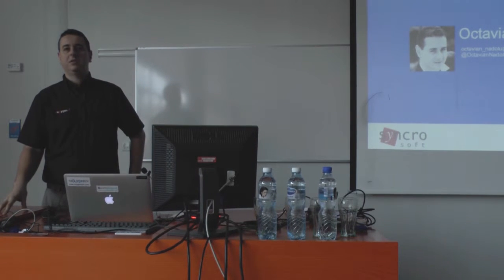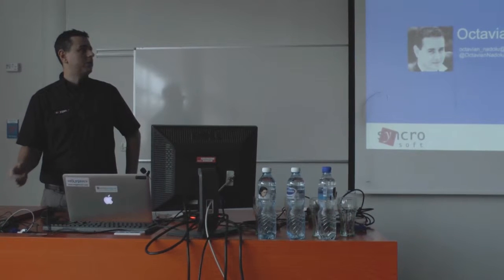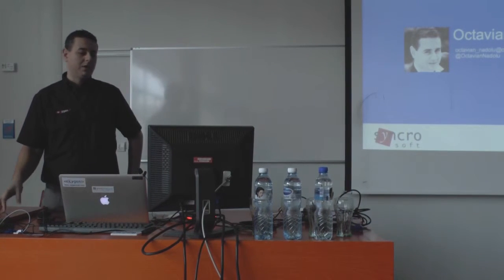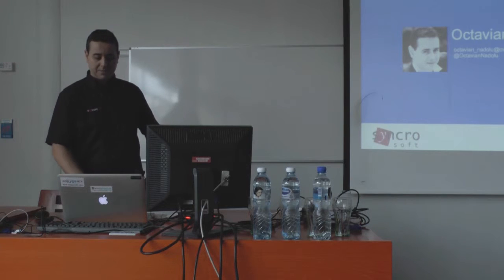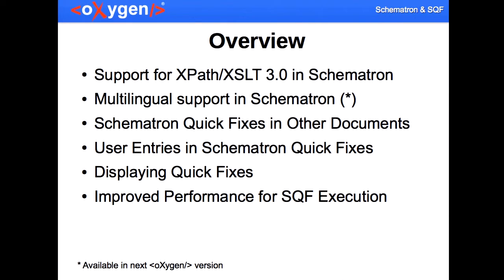I will give you an update on the features that we added in oXygen 17.1 and some of the new features that will be in the next version. Here is an overview of the presentation: I will show you the support for XSLT 3.0 in Schematron, then the multilingual support that we want to add for Schematron in the next oXygen version, and after that some Schematron improvements in the previous oXygen version.